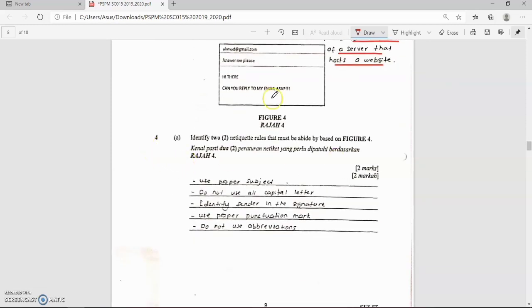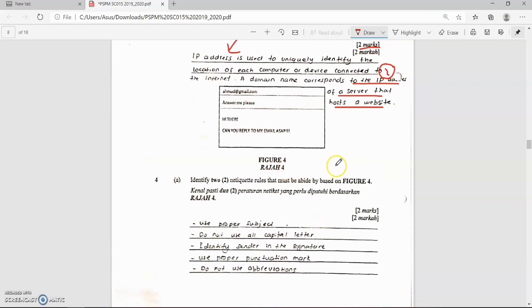Okay, 4. You can refer to your question. My one is a bit blur. Figure 4, this one has an email: Hi there, can you reply to my email? Number 4, identify two netiquette rules that must be abided by based on figure 4.